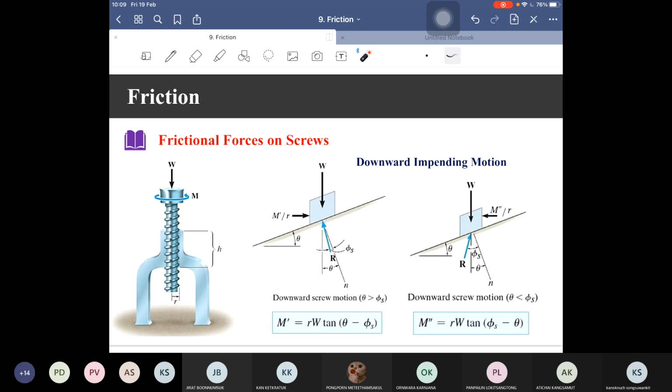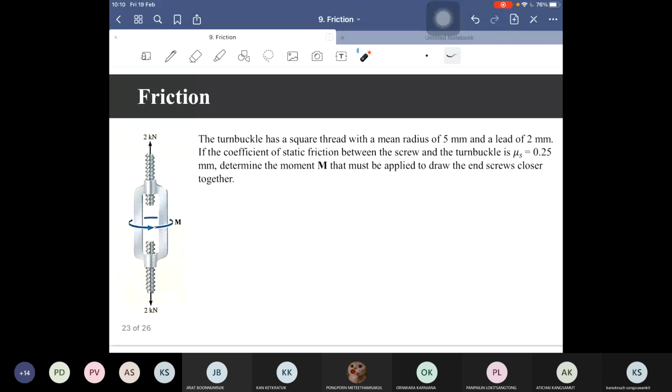Okay, to make it more clear, let's see one example. We have one turnbuckle here and insert the moment M, the direction as shown in this figure. And when we turn the moment M, the screw above tends to move up, while the screw below tends to move down. The lead of the screw is given. Okay, the radius is also given. And this question asks you to determine the moment M that must be applied to draw the ends of the screws closer together.